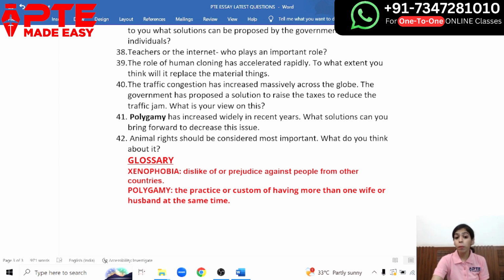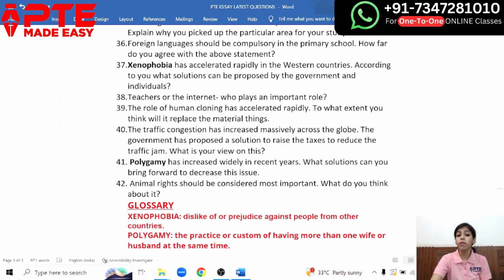Then we have another word, polygamy. Polygamy is the practice or custom of having more than one wife or husband at the same time. That is polygamy. So if you do not know the meaning of polygamy or xenophobia, how would you be able to write the essay? I'm just recommending you guys to go through these 42 topics, and that's it. You need not prepare any other topic. Just go through these 42 topics and you're all set for your exam.